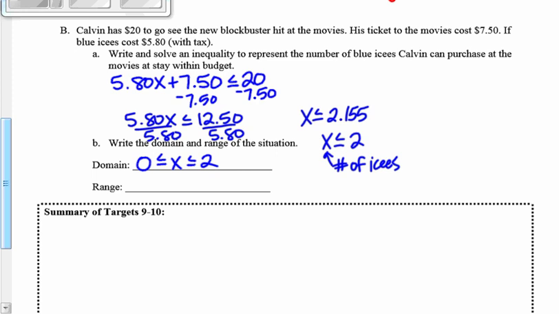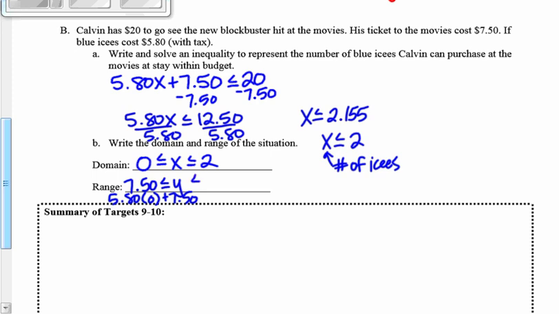So then our range is talking about the amount of money we'll spend at the movies. So again, just plugging those x values into our expression. So the least amount we would spend at the movies is going to be just $7.50 if we just purchased the ticket. So again, I just plugged in 0 to our expression, and that's where I got $7.50.